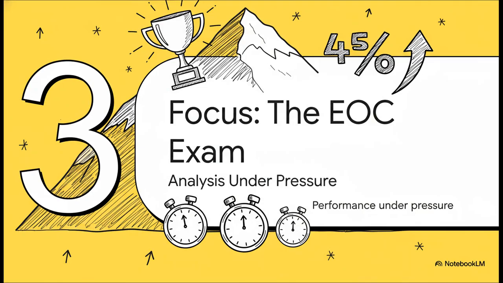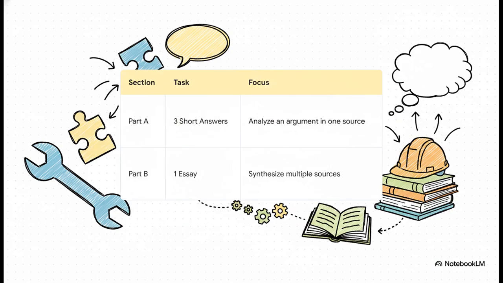Okay, time to tackle the final summit, the end-of-course exam. This is the biggest single piece of the pie. We're talking 45% of the total score, and it is all about performing under pressure. You know, the best way to think about this 2-hour exam is like a 2-act play. Act 1, Part A, is all about deconstruction. Students have to expertly break down someone else's argument. Then, for Act 2, Part B, they have to totally switch gears and move to construction, building their own argument using a bunch of different sources.